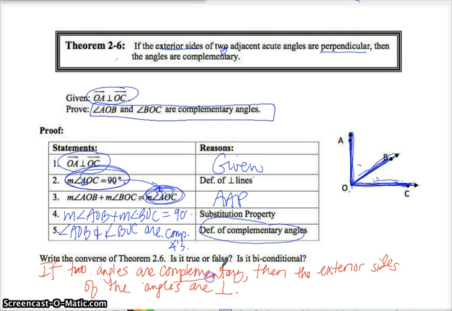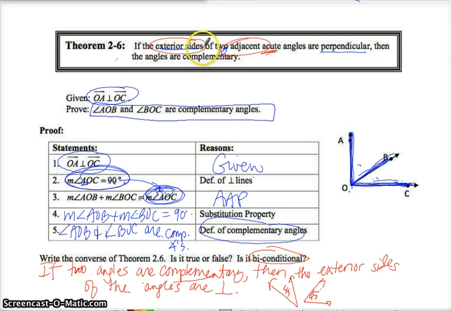So if two angles are complementary, do they have to be adjacent? No. Do they have to be acute? Yes. Do they have to have exterior sides that form 90 degrees? No, because remember your counterexample, if it was false, is just to show that if angles are complementary, they don't have to be touching at all. If I said this is 45 degrees and this is 45 degrees, these are complementary, but their exterior sides are not perpendicular. So it's not biconditional because you can't do the converse of that.